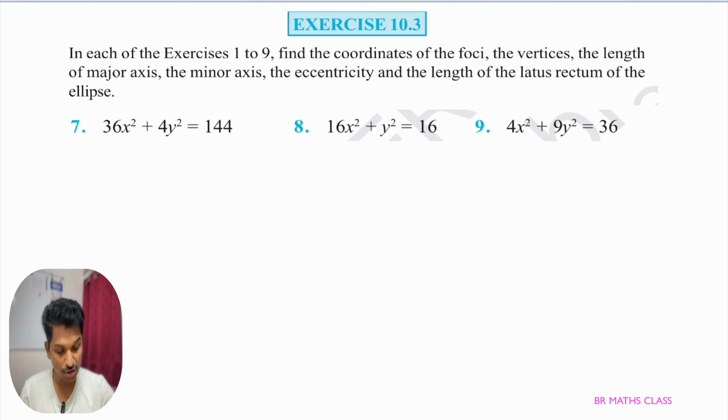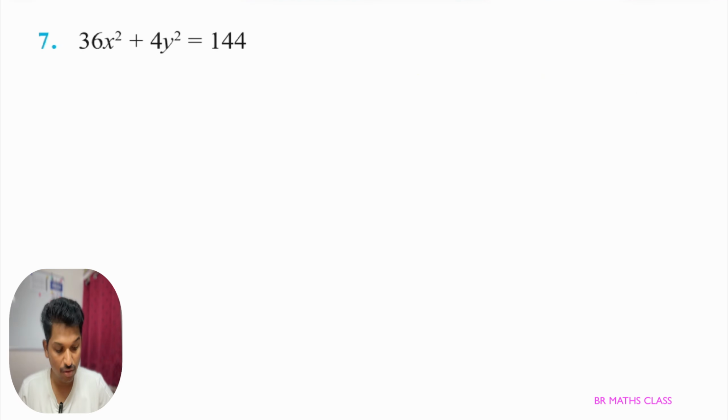In this problem also we want to find foci, vertices, length of major axis, length of minor axis, eccentricity and length of latus rectum. These things we need to calculate, right? First we will take the seventh question. This is actually an ellipse equation, but it is not in standard form. You need to write this ellipse equation into standard form.